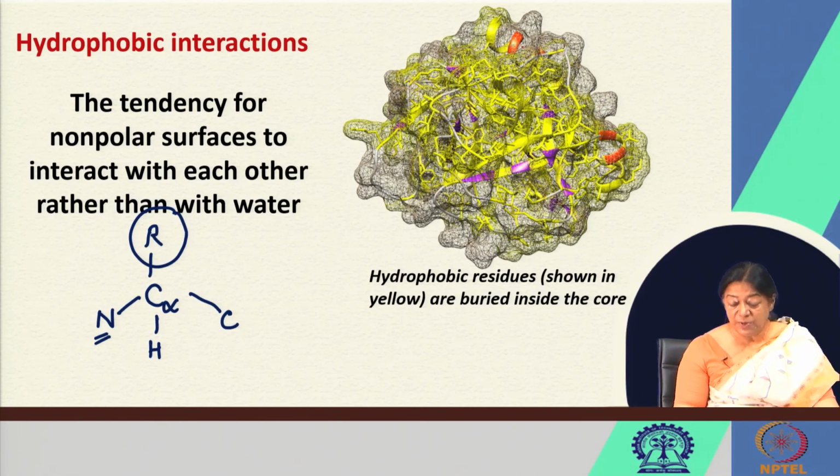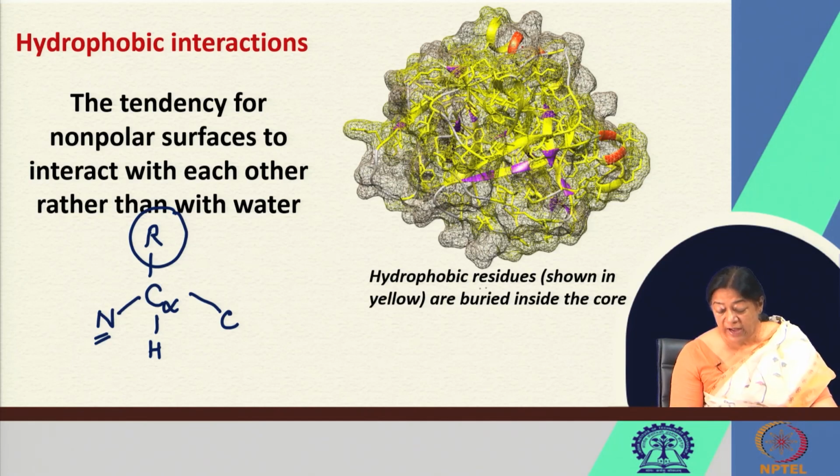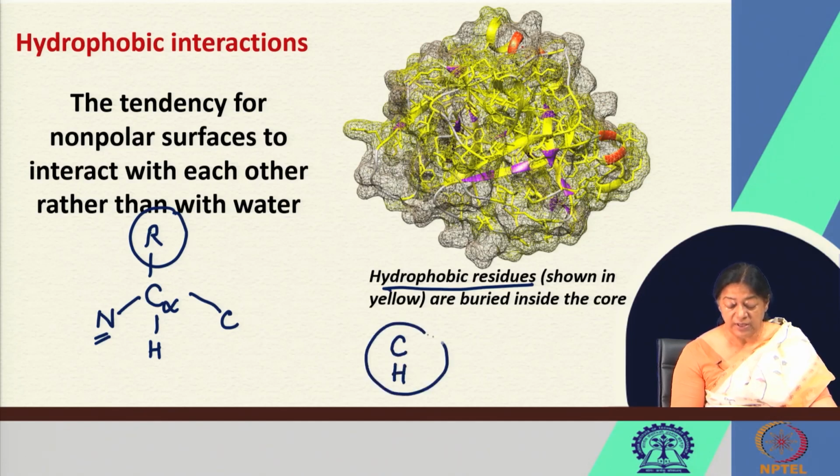So, when we look at a regular globular protein and we look at all the hydrophobic residues, we have to identify which are the hydrophobic residues, and that is something we have to know. Which ones are the side chains that have carbon and hydrogen present in their R group. So, these are the ones that are going to be hydrophobic in nature, and they would preferably interact with each other rather than with the solvent.